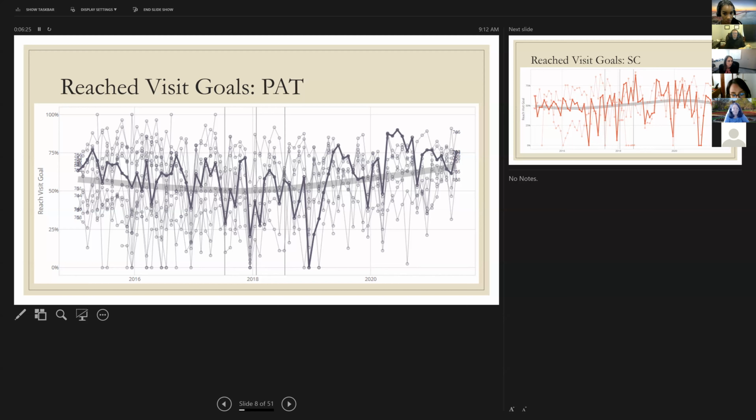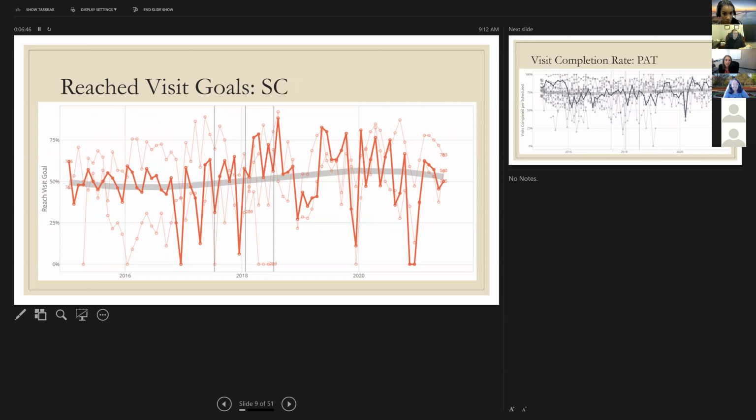So we can see that right now the trend line is around 65% or so reaching that visit goal. So if you have a specific amount of visits your program's trying to have in a given month, you're reaching about 65% of that goal on average. And that was for PAT. If we look at Safe Care, there's been a slight dip recently. Again, that could easily be pandemic related and not altogether surprising. And that's hovering around the 50% mark. So reaching about 50% of the completed goals.